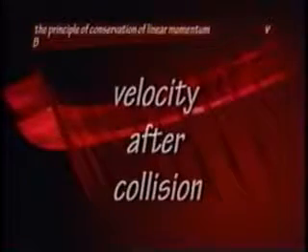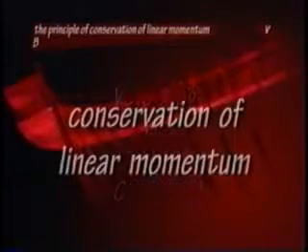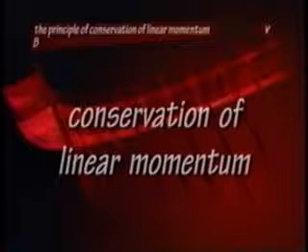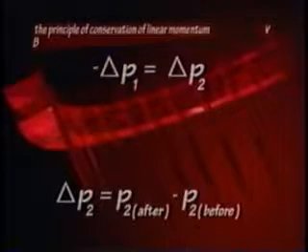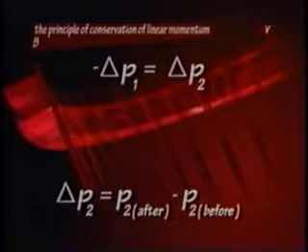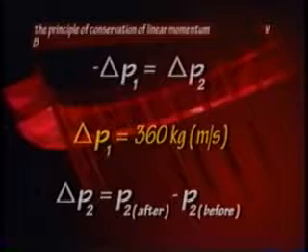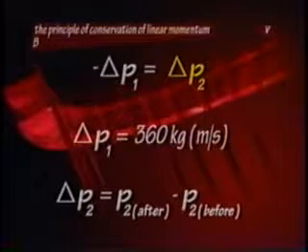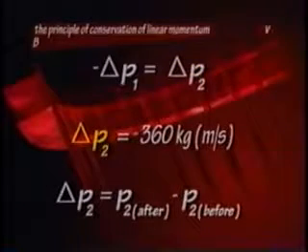We can figure out velocity after the collision using the principle of conservation of linear momentum. We know that the change of momentum of player 2 equals the negative change of momentum of player 1, or delta P2 equals negative delta P1. We also know that delta P2 equals P2 after minus P2 before. We already found delta P1, 360 kilogram meters per second. So to find delta P2, all we need to do is make that a negative.